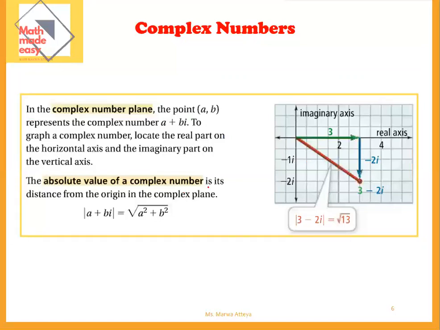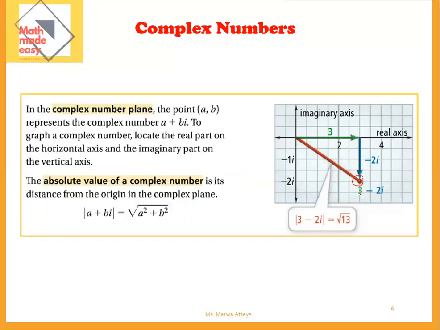If we have a number like 3 minus 2i, how do we graph it? 3 is the real part, so we will move 3 units to the right because it's positive. And 2i is the imaginary part, so we're going to move 2 units down because it is negative. Now, this point here is the point 3 minus 2i. So now we know how to graph it.